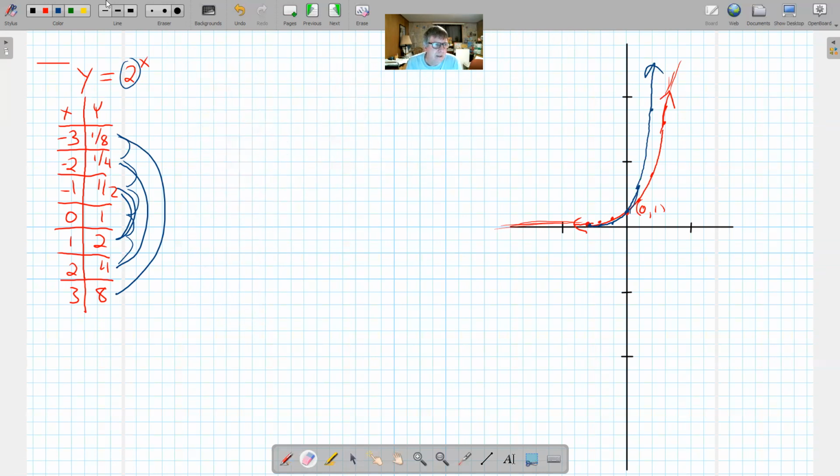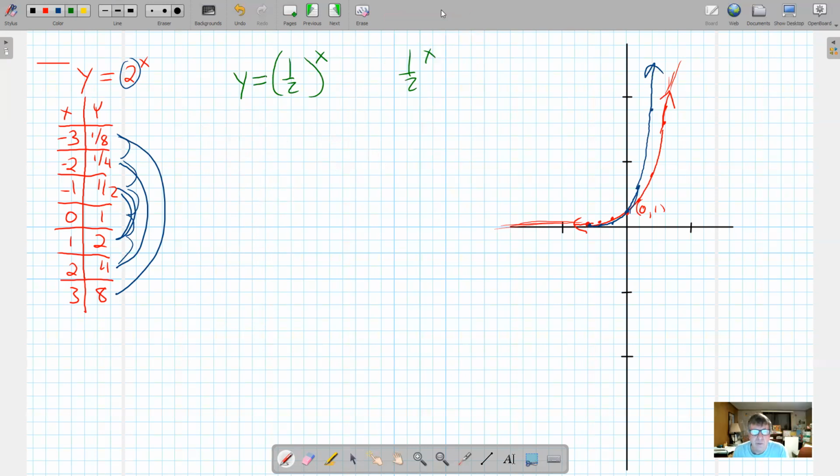Let's go the other direction. We'll leave these graphs on here, but now let's take a look at, let's go with green, y equals 1/2 to the x power. Notice I've got parentheses around it, because if I wrote it without them, that x would only be on the 1. So I need parentheses around the entire base.